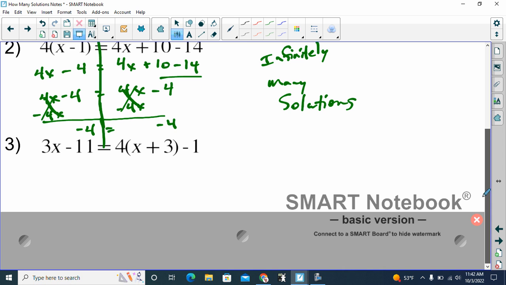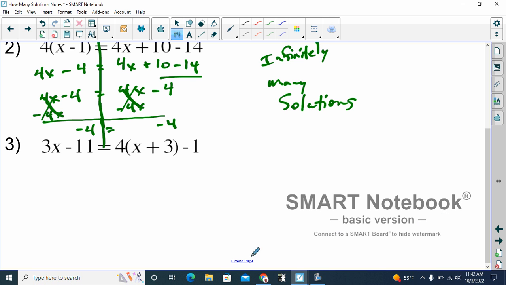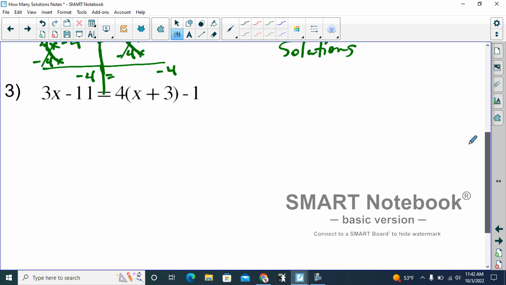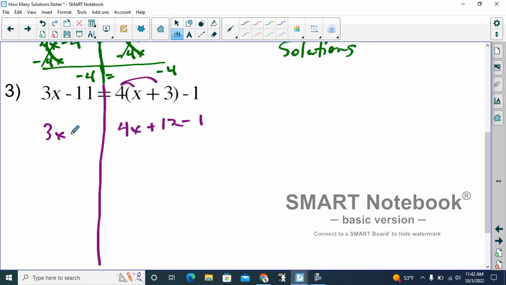And finally, number 3. Number 3 says 3x minus 11 equals 4 times the quantity x plus 3 minus 1. Start with the distributive property. This should be a plus 11. Sorry about that. Change that to a plus 11 in the initial problem, which means it is a plus 11 right here.